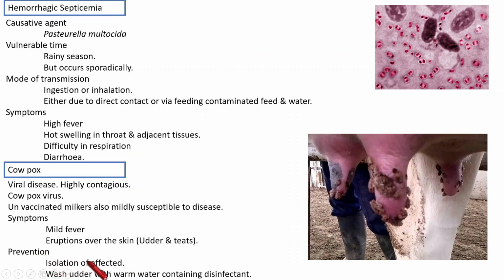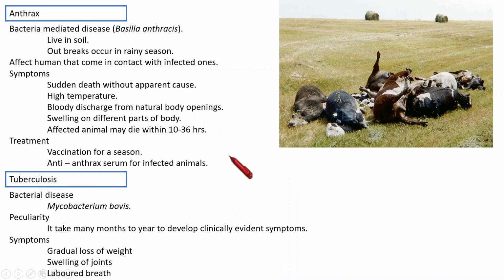How can we prevent it? By isolating. Isolation is the only remedy. Also, occasional washing of the udder with warm water containing some disinfectant.